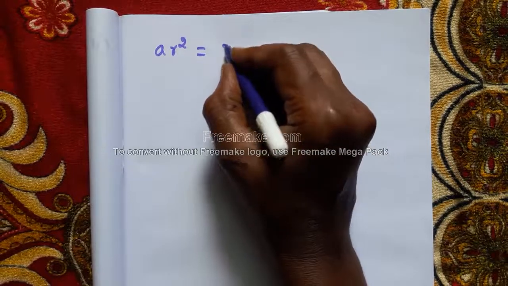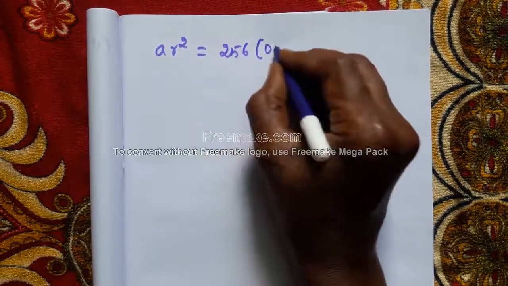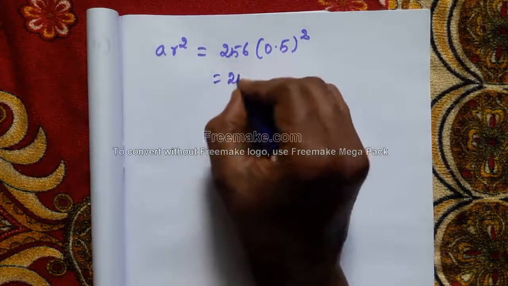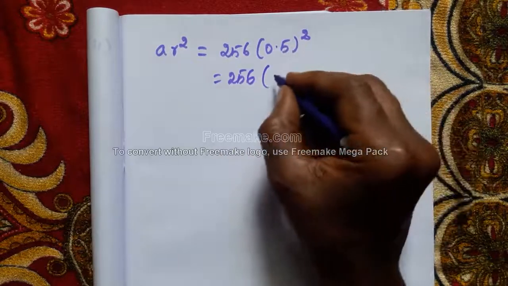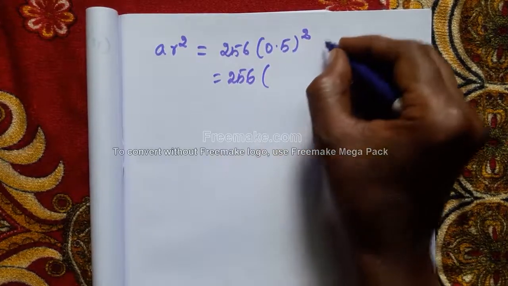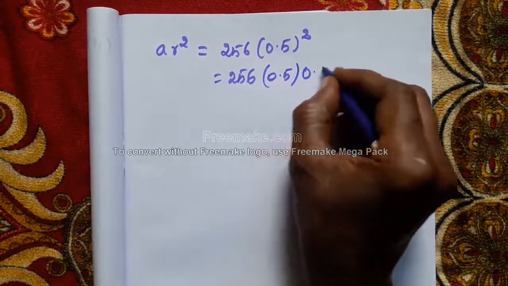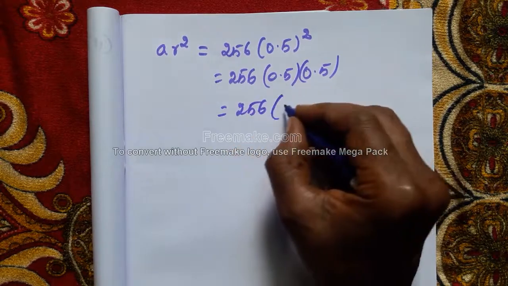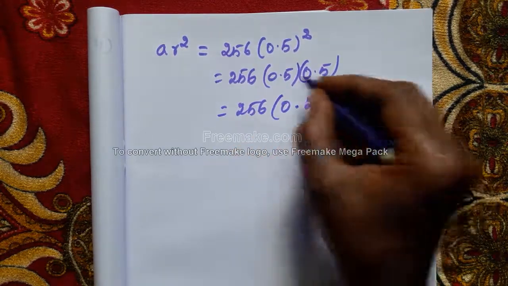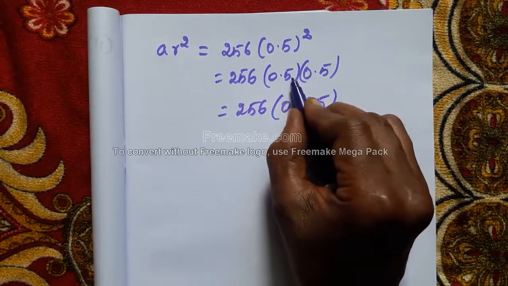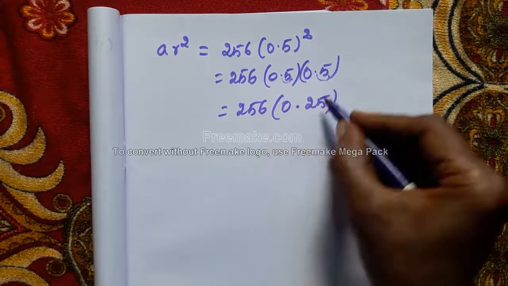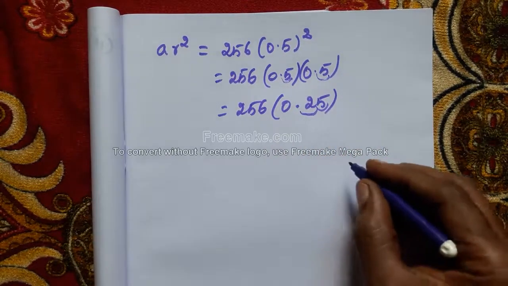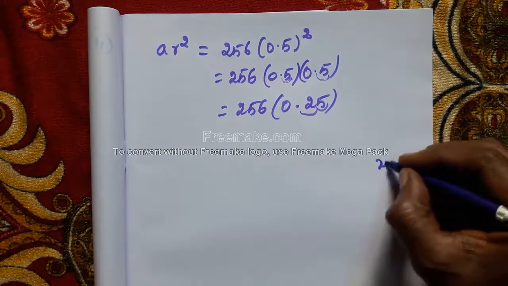So what is A? 256 into 0.5 the whole square. What is 0.5 the whole square? That is 0.5 into 0.5. 5 5s are 25. After the decimal point, 1 digit and 1 digit, so 2 digits. So we want to put the decimal point 2 digits before. So it is 0.25. So it is equal to 256 into 0.25.